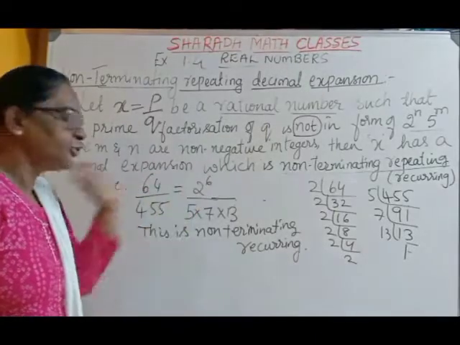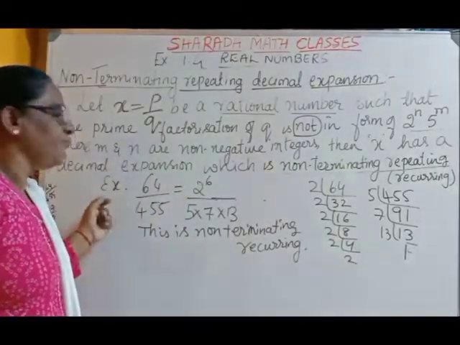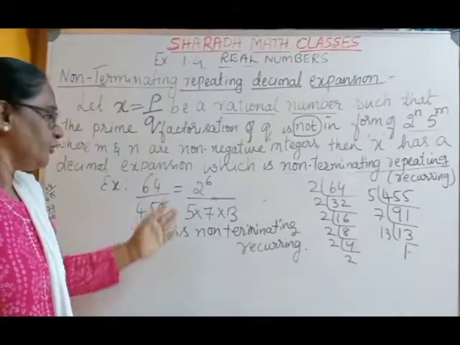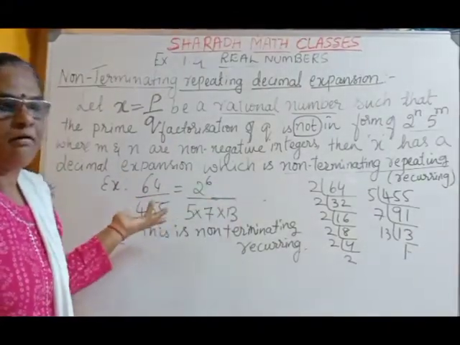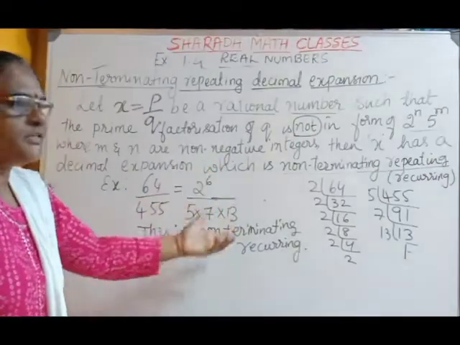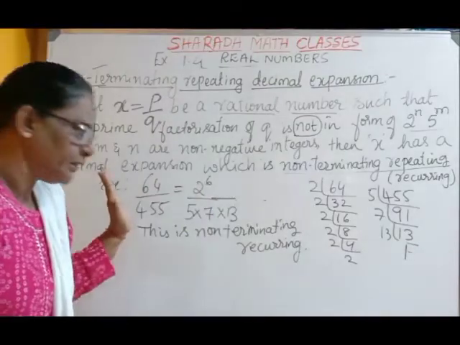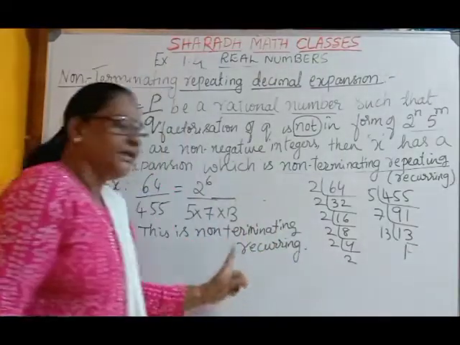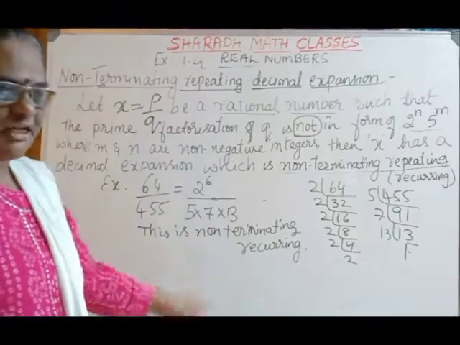64 can be written as 2 to the power of 6. If you find the prime factors for 455, you will get 5 into 7 into 13. So here you have no 2 at all. You have different factors other than 2 and 5, like 7, 13 and so on. Just by seeing the denominator only you can come to the conclusion that this is a non-terminating recurring decimal expansion.